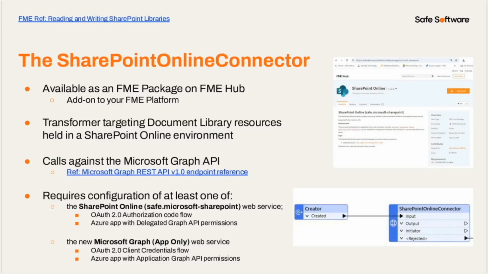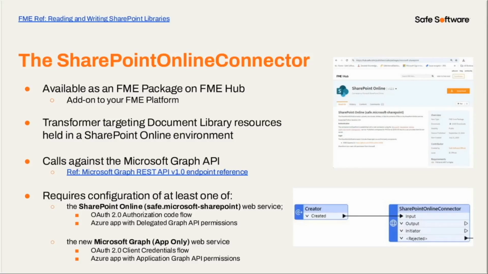Or you can just quick add it to your FME Workbench canvas, and that will prompt an install of the package as well. This connector comes as a transformer, not a reader or a writer, and it targets SharePoint document library resources that are held in a SharePoint Online environment, where a document library is more like a container for storing your files or folders. So this is where you'll actually see standalone files being stored, in a document library.